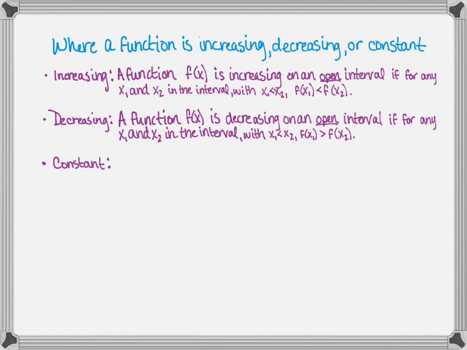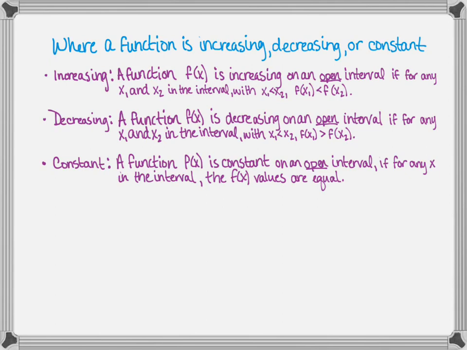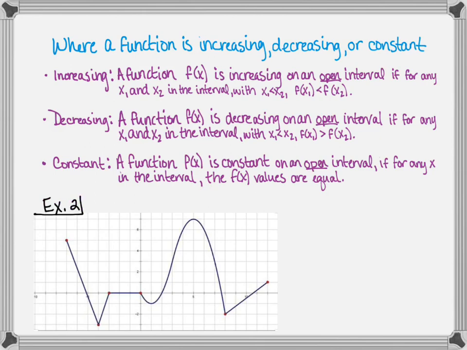And a function is constant on an open interval if for any x in the interval, the f of x values are equal. Okay, that sounds a bit confusing, but let's look at a graph. So here we have a graph with a whole lot of different things going on, but it does have distinct endpoints. It doesn't have to have endpoints, this example just does. So let's identify different important features of the graph.